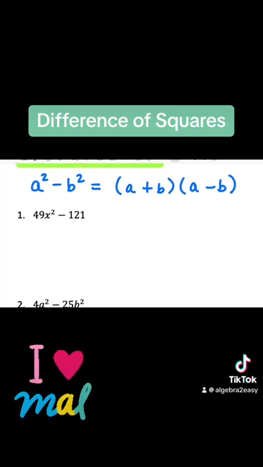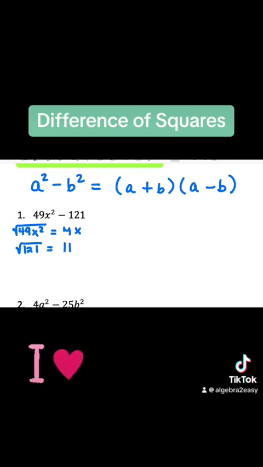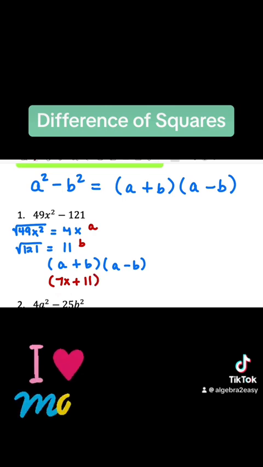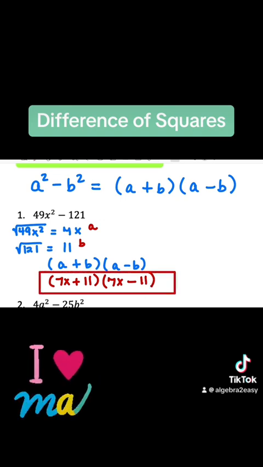So let's undo that operation. I'm going to take this first term and I'm going to take the square root of it. So the square root of 49x squared is going to be 7x. Then I'm going to take the square root of the second term of 121. The square root of 121, 11. Now, from there, I'm going to write it in my factored form, which is a plus b times a minus b. What's great is that we have a and b. A is going to be 7x plus my b of 11. Again, a is going to be 7x minus my b of 11. And then that is it.